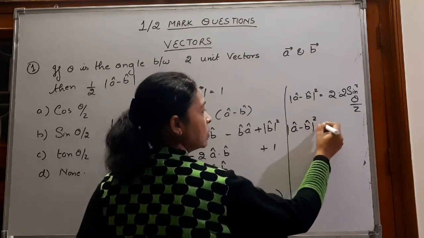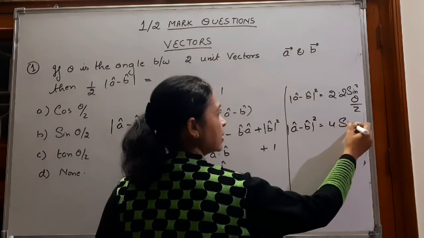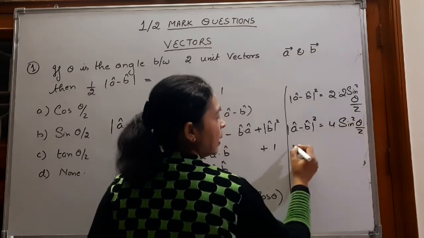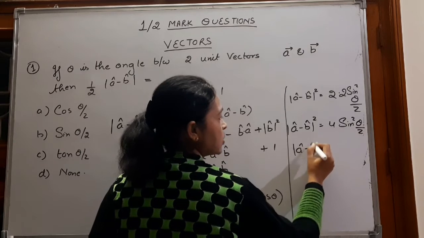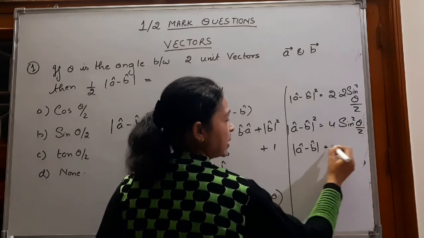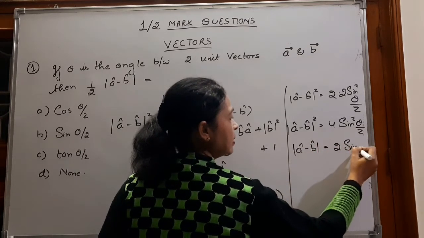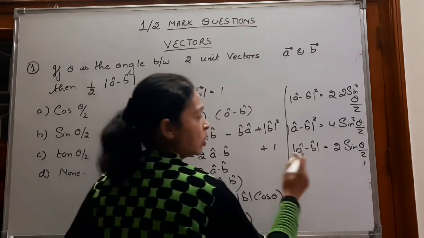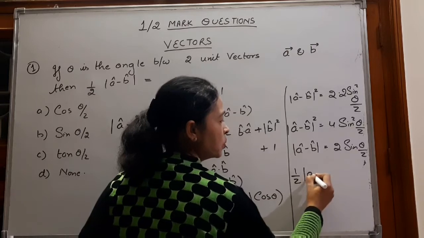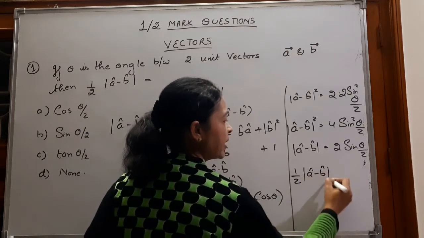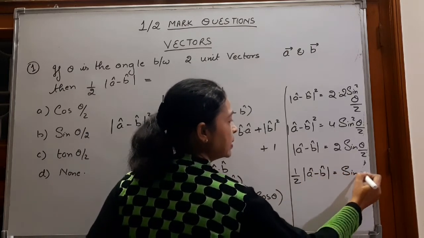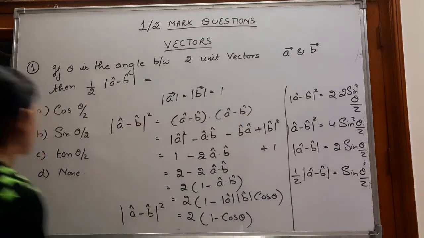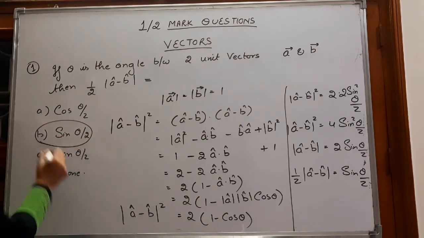Whole square equals 4 sin square theta by 2, and unit vector A minus unit vector B magnitude is 2 sin theta by 2. Square both sides. 2 on the left hand side, 1 by 2. Magnitude of unit vector A minus unit vector B is sin theta by 2. Therefore, option B is our correct option.